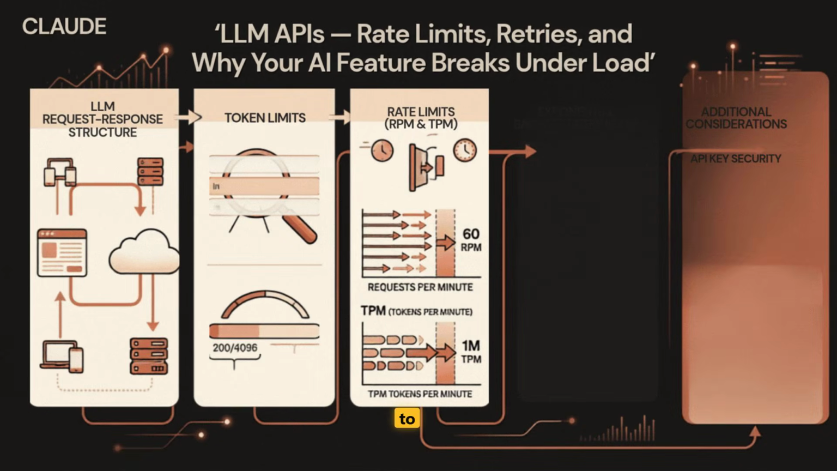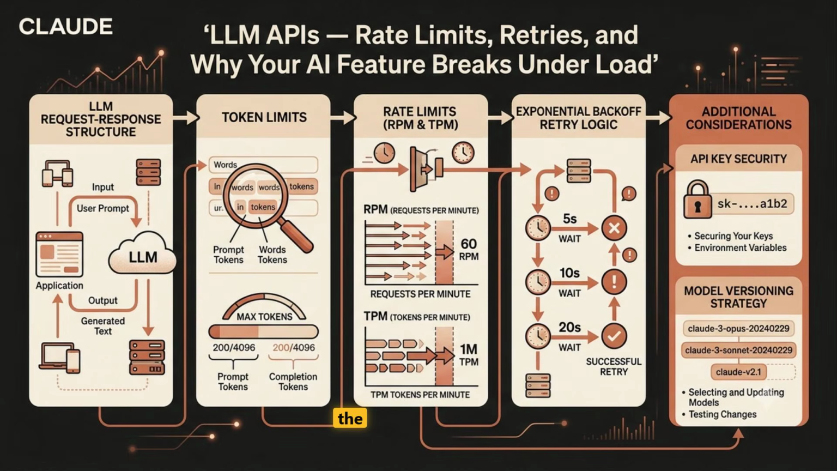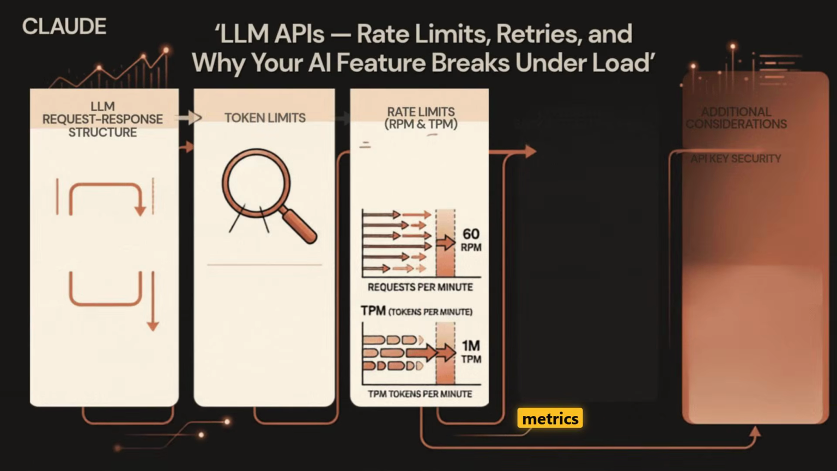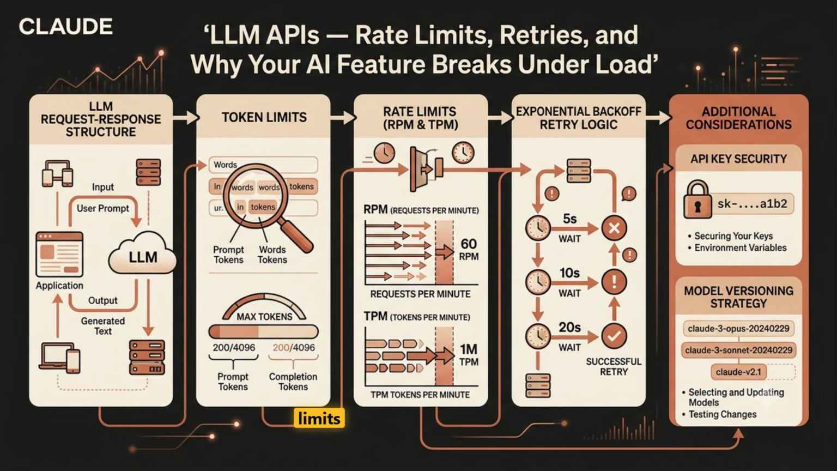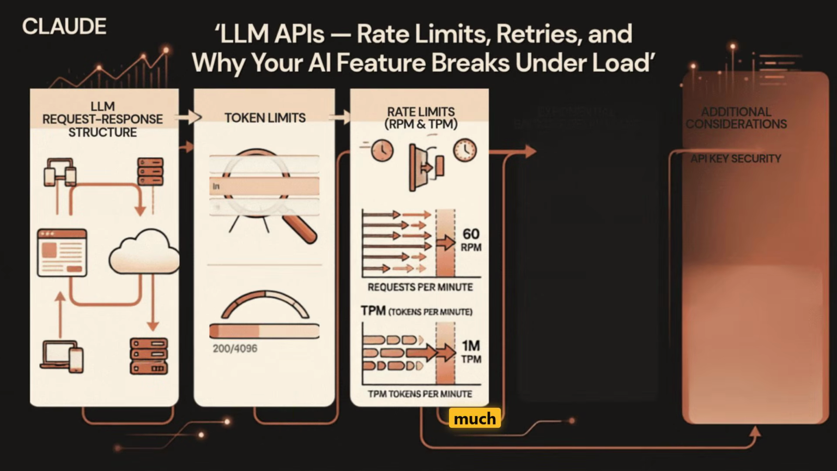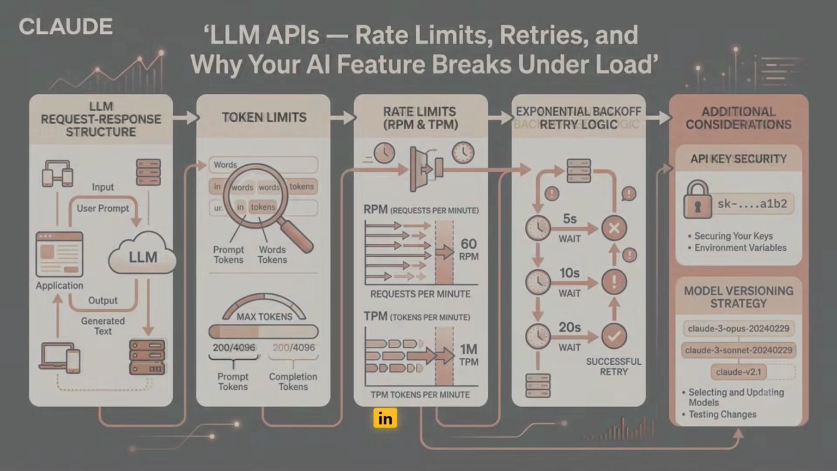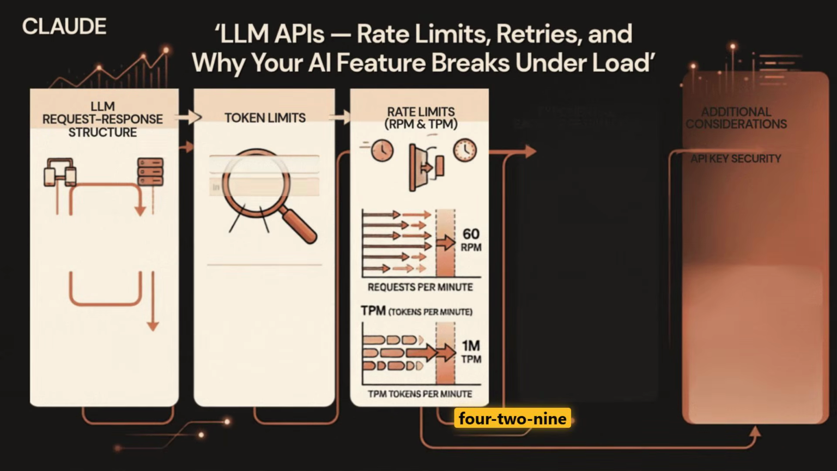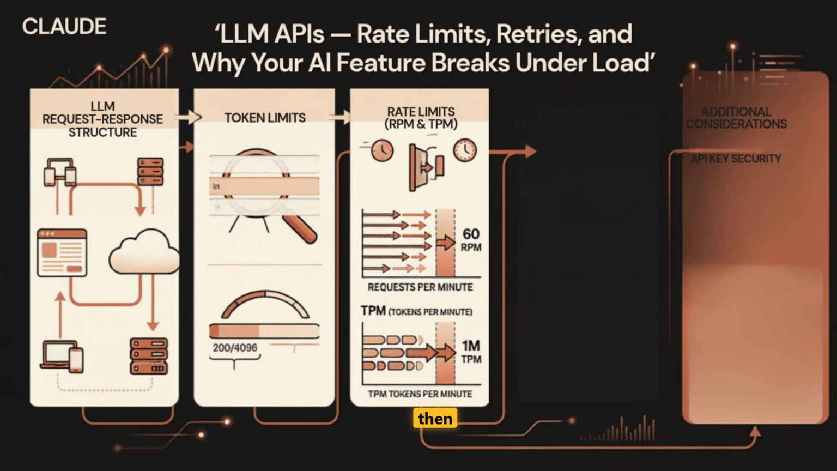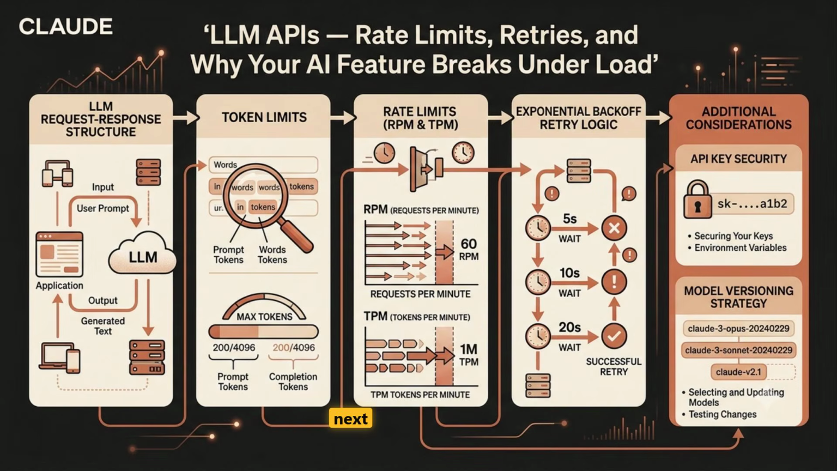As requests flow to the right, they must pass through the third column's rate limits gate, which restricts traffic using 2 specific metrics. Look at the graphs. Requests per minute or RPM limits how many individual calls you can make, but tokens per minute or TPM also constrains how much total data you can process in that window, shown here at 1 million TPM. When you hit either threshold, you get a 429 error, which your app must then handle using the mechanism in the next column, labeled Exponential Backoff Retry logic.